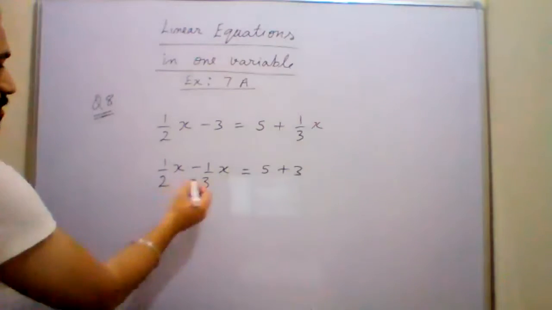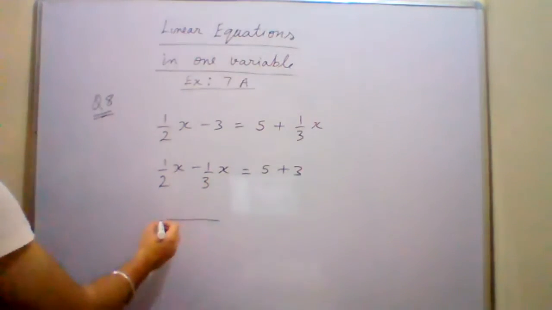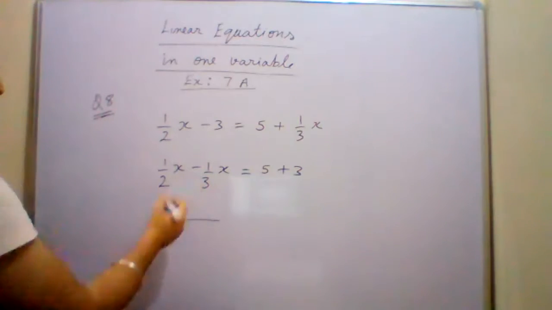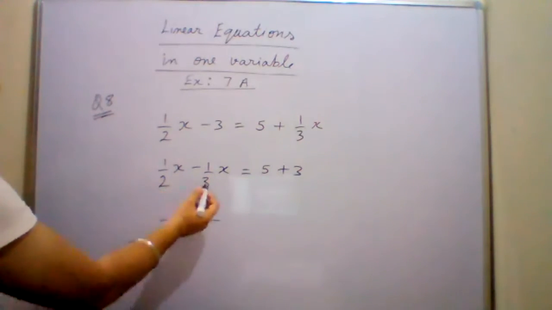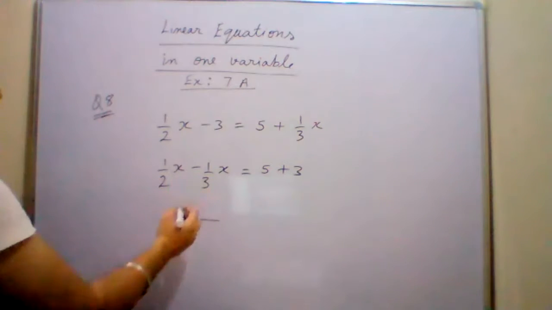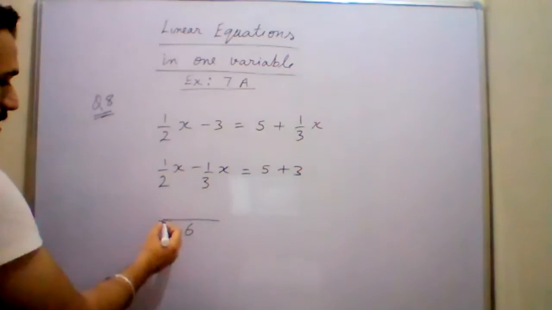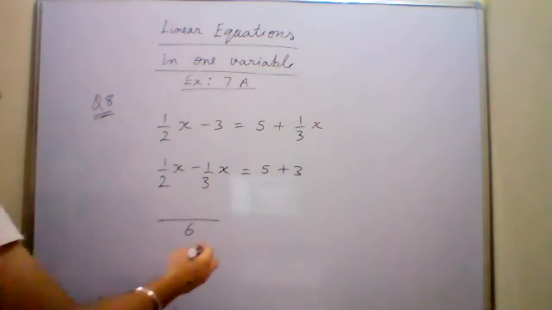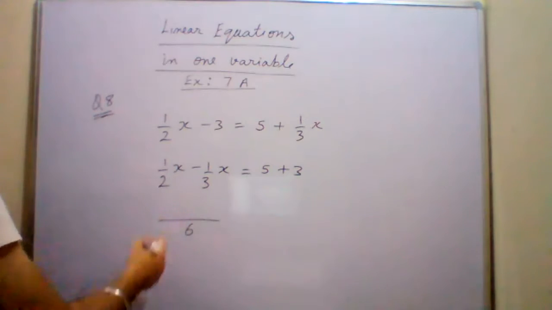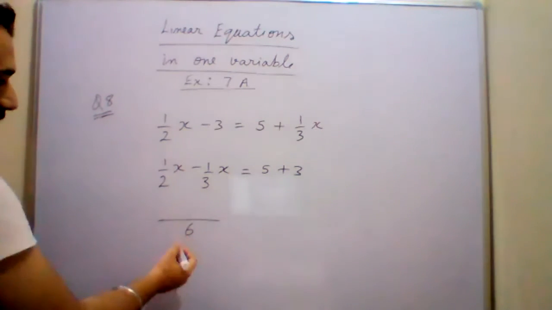Now, when you solve these, you have to take the LCM of the denominator of both the terms. What is the denominator here? 2, and here it is 3. So the LCM is 6. Like you add fractions, in the same way you have to do this. Like you know how to add or subtract fractions, this you have done. So in the same manner you will do this also. So 6 is the denominator, the LCM.